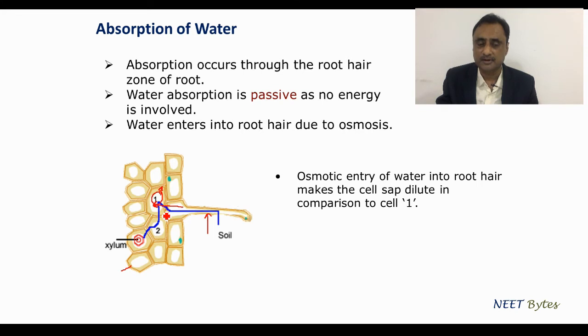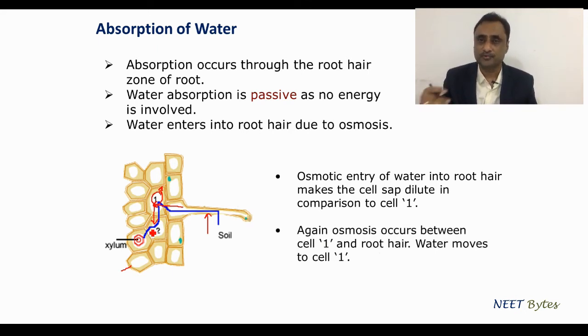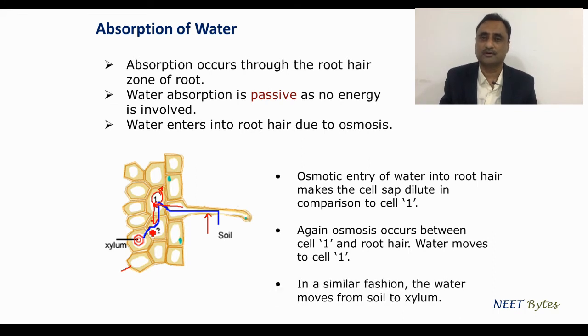Okay. Again, if you compare cell number 1 and cell number 2, since water has entered into cell number 1, naturally it now has less concentration in comparison to cell number 2. So again, due to osmosis, the water will enter over here. Likewise, eventually the water enters into the xylem tissue. So this is how the absorption of water is going to occur, right?